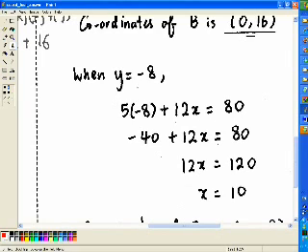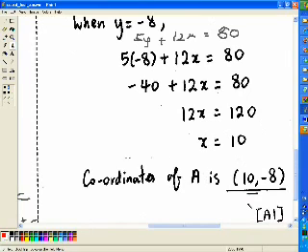Remember your equation is 5y plus 12x equals to 80. So y equals to -8, that's why it becomes 5 multiplied by -8 plus 12x equals to 80. 5 multiplied by -8 will give you -40. And when you simplify, you get x equals to 10. That's why your coordinate of A is 10 and -8.